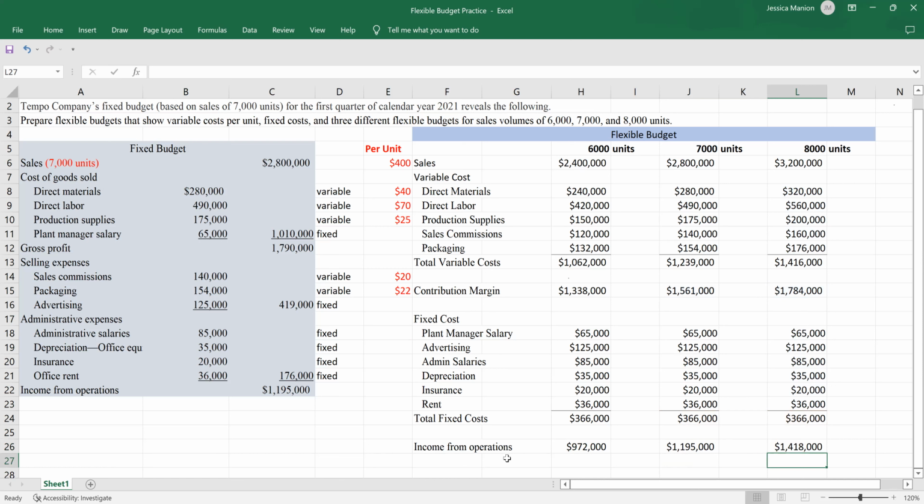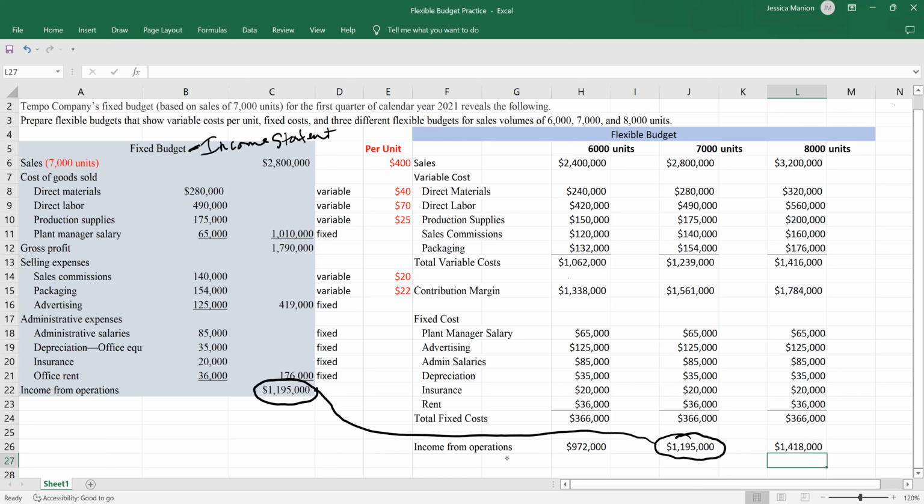And so we expect income from operations at this level of activity to be 1,418,000. So one thing I want to point out to you, you may have already noticed, this income from operations at 7,000 units was the same as the income from operations on our fixed budget, right? We just organized it differently. Here, this fixed budget is organized similar to the multi-step income statement, right? We take sales minus cost of goods sold equals gross profit. Gross profit minus operating expenses equals income from operations.